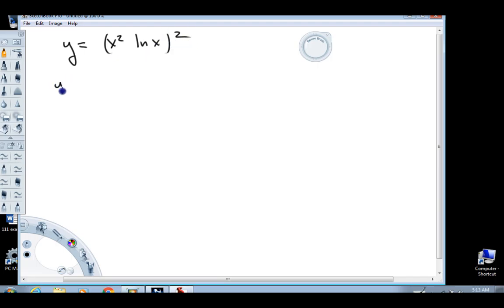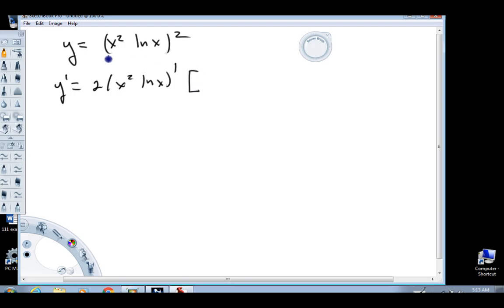When we differentiate this, the first thing I'm going to do is differentiate the outside function, which is the square part. When we differentiate the square part, we're going to get 2 times x squared ln x to the first power. So the squared is now differentiated. Then we're going to move in and differentiate the inside part of this, and that's where we're going to have to apply the product rule.